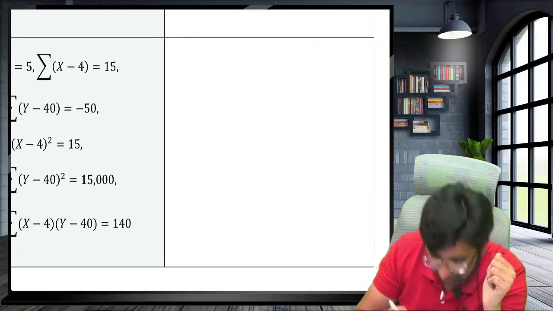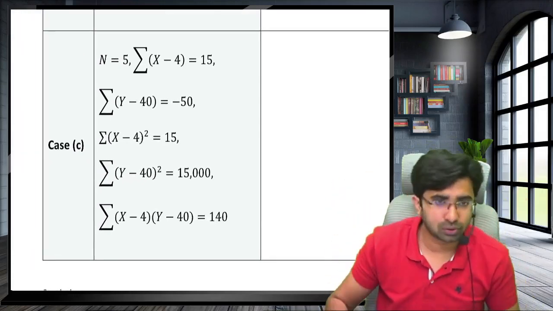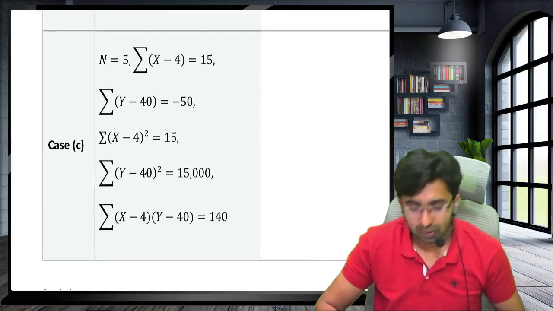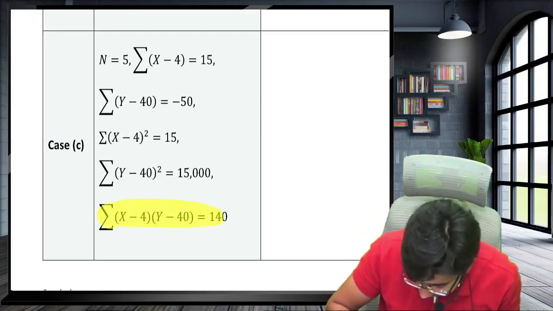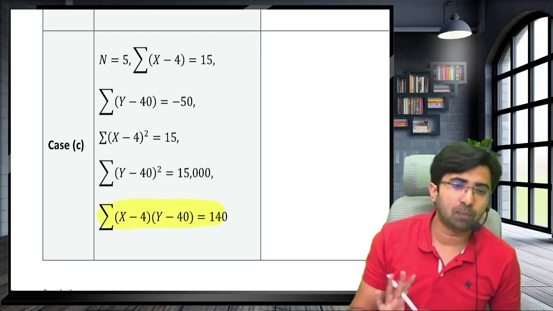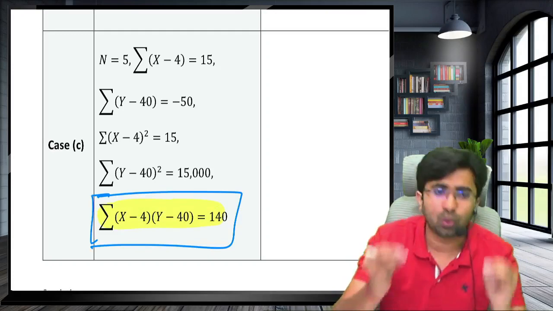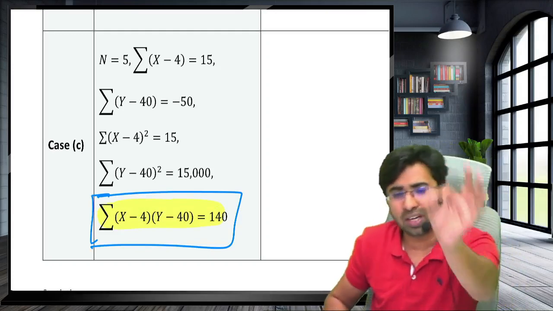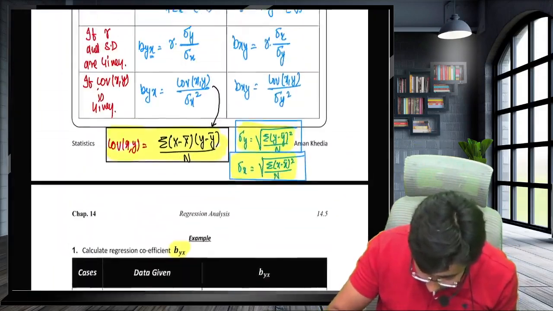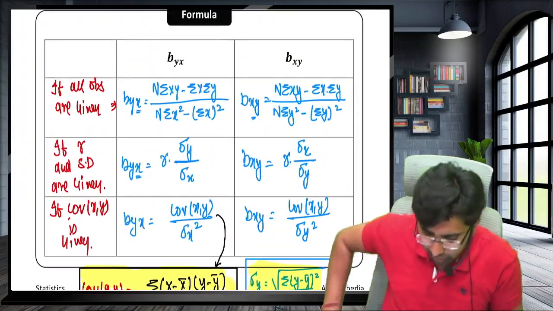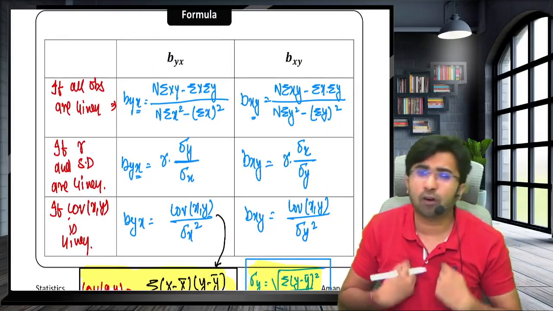Again, there is one same question. Pooja, I am taking the case C, same question as it is. Okay, let's start. See, Pooja, whenever you see this particular thing, x minus x bar into y minus y bar, guys, this thing is only provided to calculate the covariance. Now, we have 3 formulas to compute the b regression coefficient, but we have to think which formula is better.